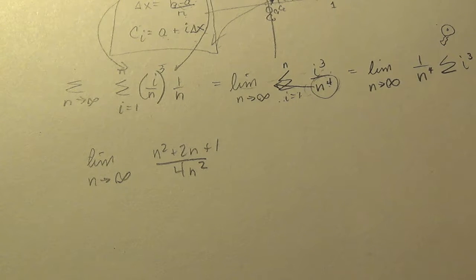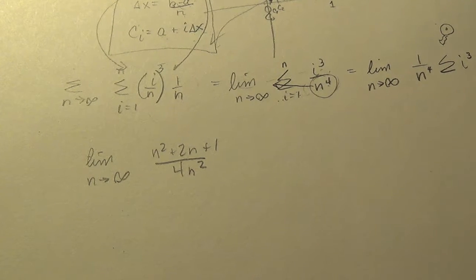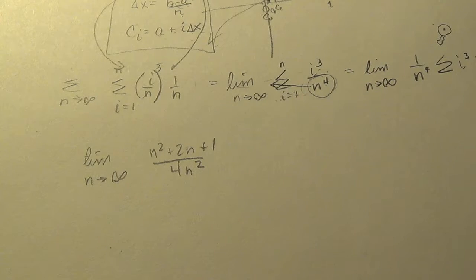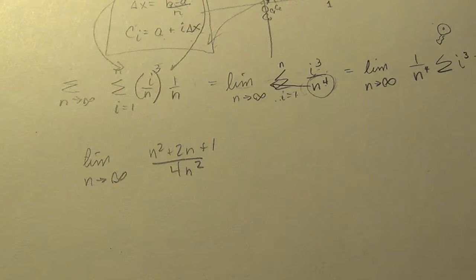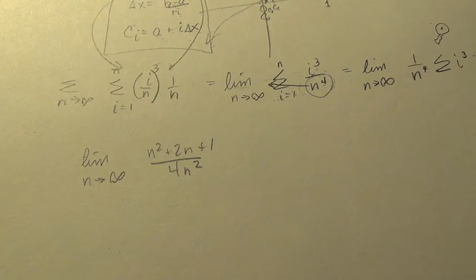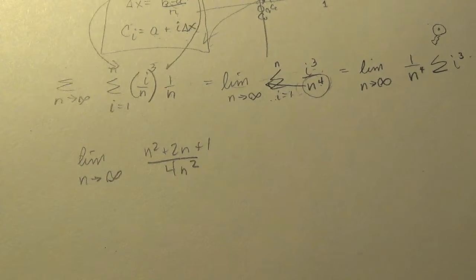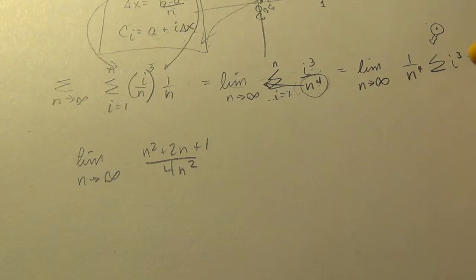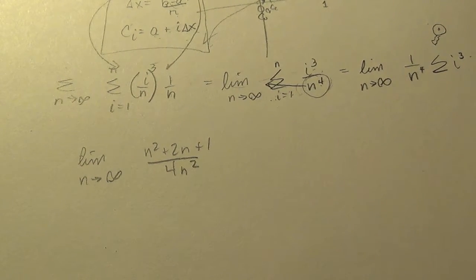And no, actually I have to look. It was the summation of i cubed is n squared times... where is it? Why didn't I write it out? Okay.